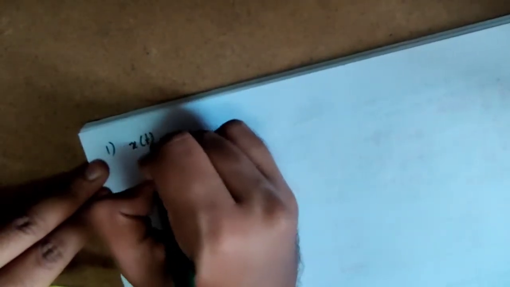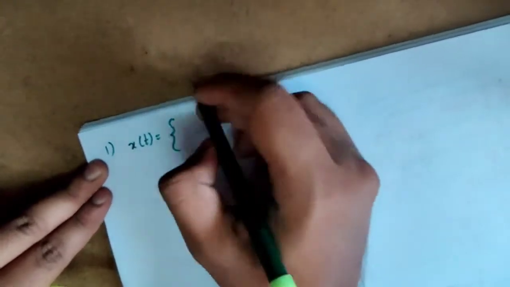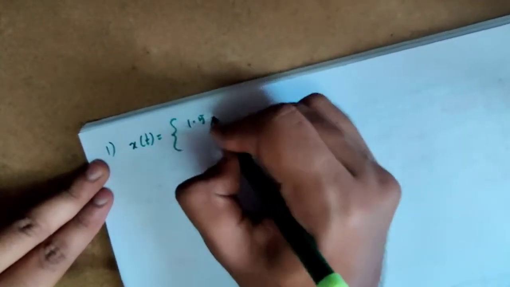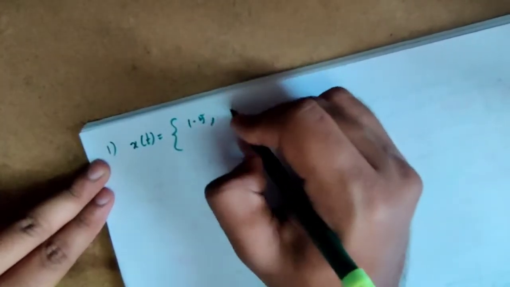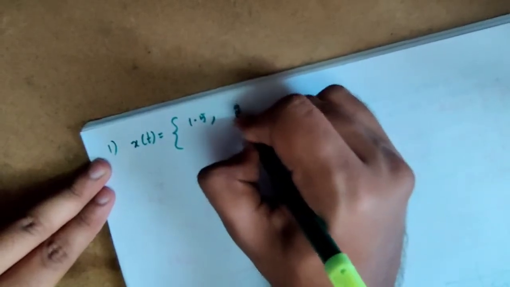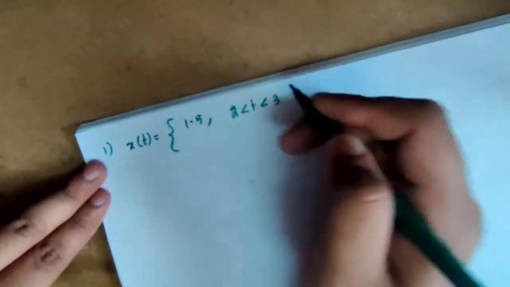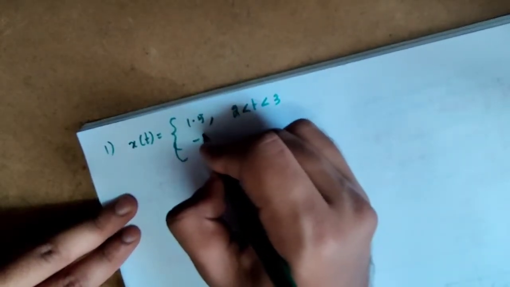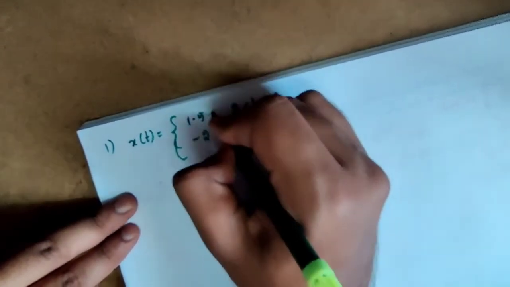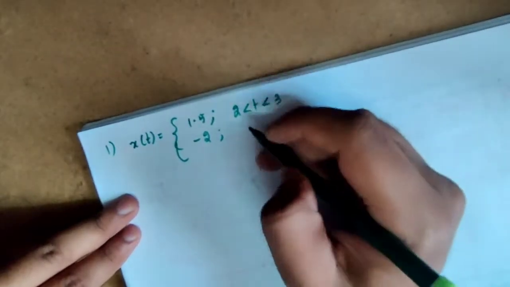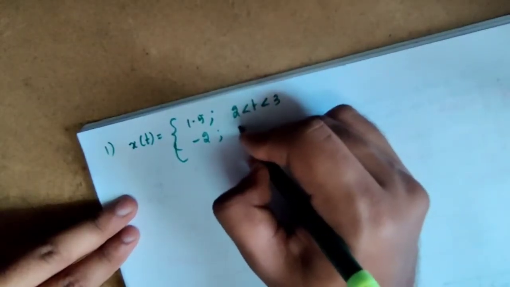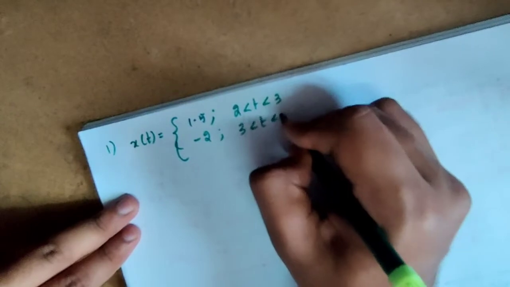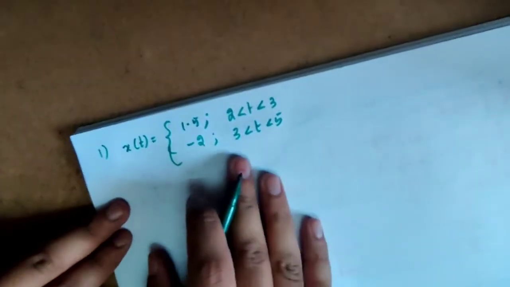See, x of t is equal to 1.5 for the time interval of 2 to 3. Then it is minus 2 for the time interval of 3 to 5. Okay, this would be enough.